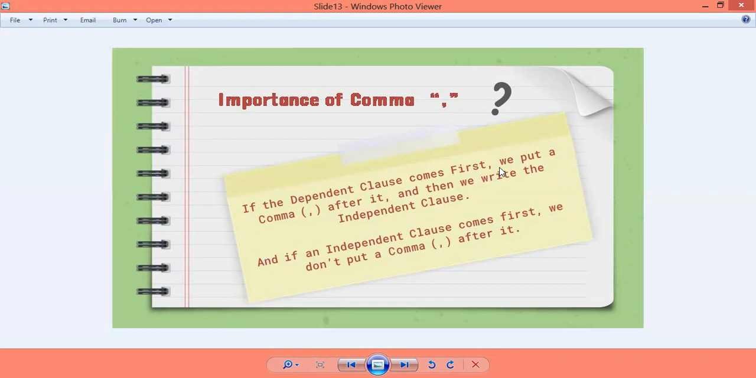Again, I'll repeat, when the dependent clause comes first, we are going to add a comma after it, and then we will start writing our independent clause. But if the independent clause comes first, जो sentence का meaning बना रहा है पूरा, if that comes first, we are not going to add a comma, right?